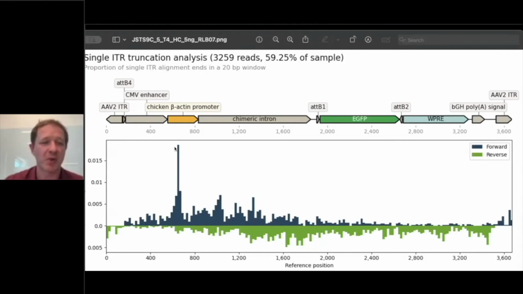So for this example, we can see quite easily that we have a peak in the beta-actin promoter, which is known to be quite problematic and form a lot of hairpins. And so that is quite easy to see here. So again, in this sample, there's a fair bit of truncation going on. So this allows you to identify that quite quickly. So like I said, this is included in your download.